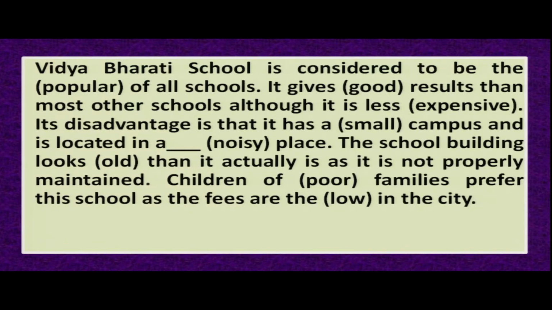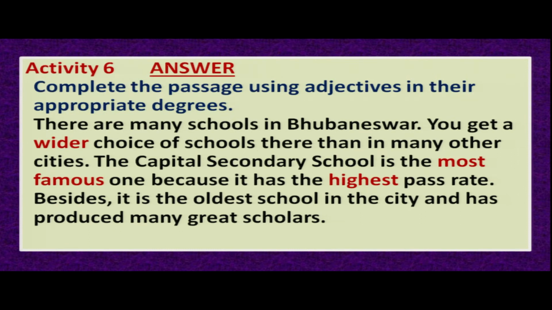It gives (better) results than most other schools, although it is less expensive. Its disadvantage is that it has a (small) campus and is located in a (noisy) place. The school building looks (older) than it actually is, as it is not properly maintained. Children of (poor) families prefer this school as the fees are the (lowest) in the city. So let's go to the answers.